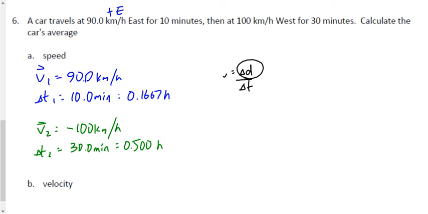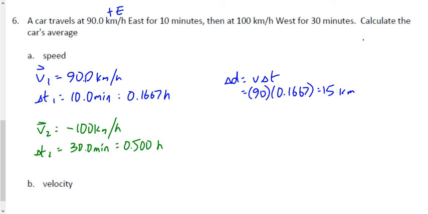So let's do that. First of all, let's write down D is equal to V times T. Remember where that comes from? V is equal to delta D over delta T. Multiply both sides by T, and I get D is equal to V times T. So my distance in my first stage here is 90 times 0.1667 hours. What does that give me? 90 times 0.1667 hours. 15.